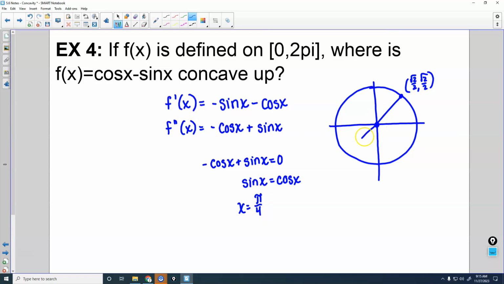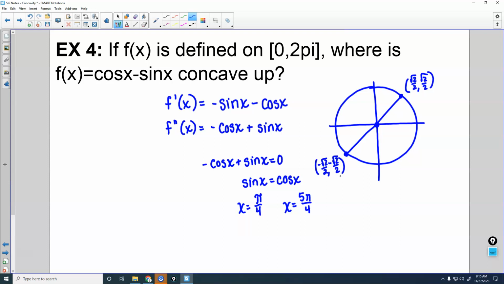And also over here at 5 pi over 4. So it's negative square root of 2 over 2 and negative square root of 2 over 2. Is it going to be the other pi over 4s? No, because the signs aren't the same there, right? So just these 2 points on the unit circle.